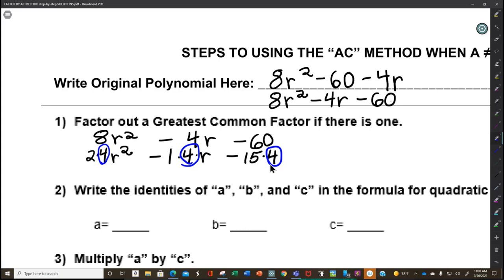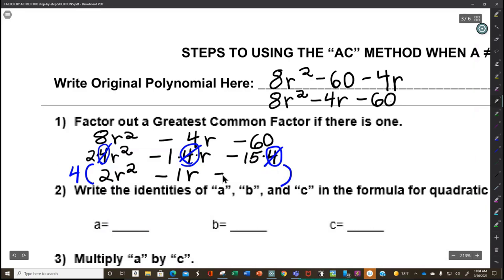That is my GCF. So I am going to write the 4 here and then a big set of parentheses for the leftovers. I'm going to mark through the 4s I circled so I don't write them again, because it's tempting sometimes. So my leftovers are 2r squared minus 1r minus 15. And there's my closed parentheses.